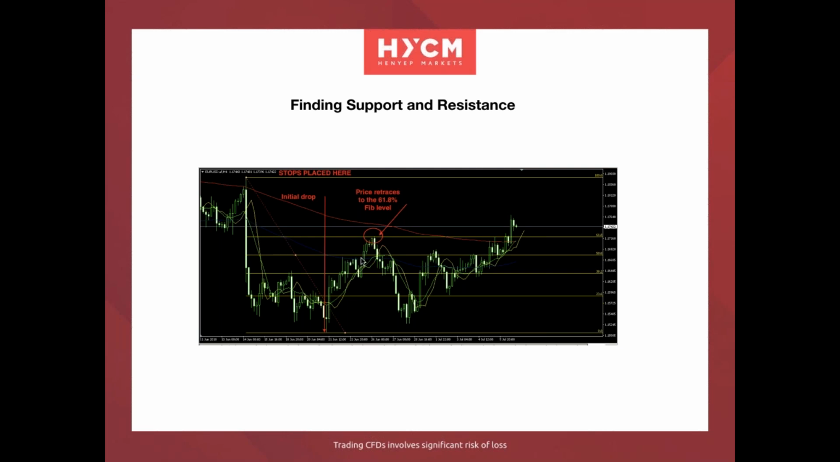Now, ideally, you want them to match with other levels. So if you look at, see that swing low there, see this area here through to there would have been an excellent place to enter a short. You know, price retraces up to the 61.8% fib level. Now, your stops are placed there conservatively, okay?